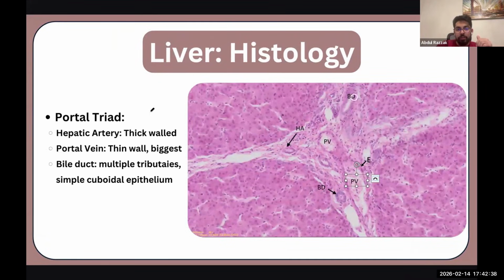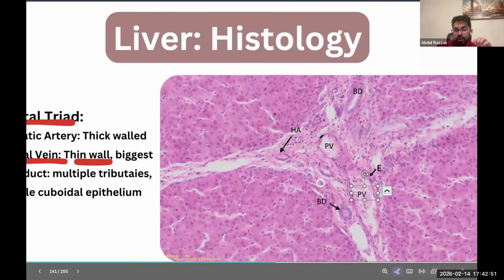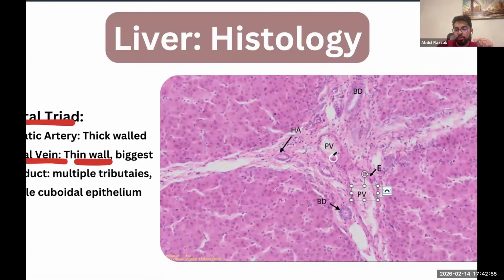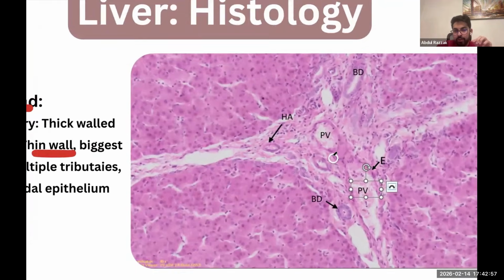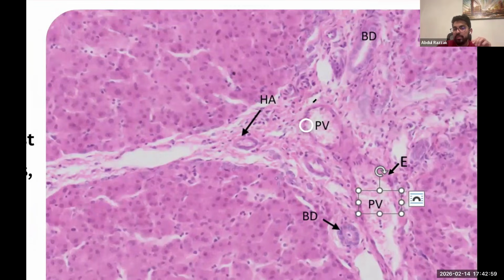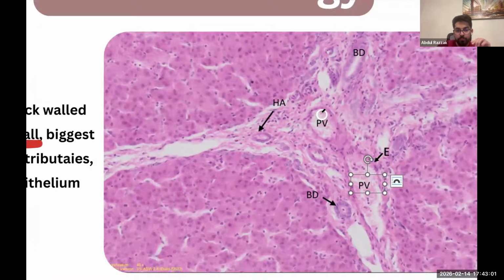So on that side, we have the portal triad, okay? And the main character of the portal triad is the portal vein. It is the biggest one of them all, tamam? It has a thin wall. However, it is the biggest in size. You can see that among all these structures here, the one that has the largest radius, or the biggest in size, is the portal vein. And it has a very, very, very thin wall with the squamous epithelium around it, okay?